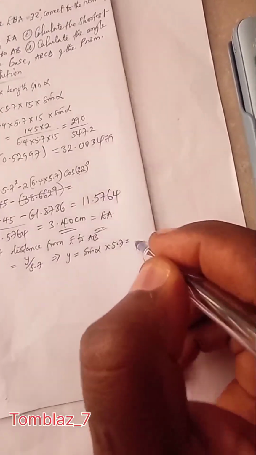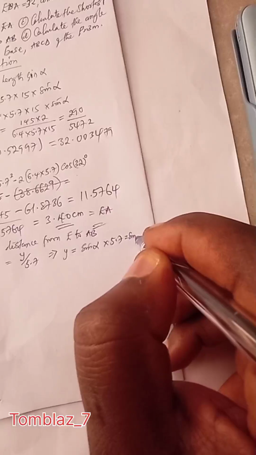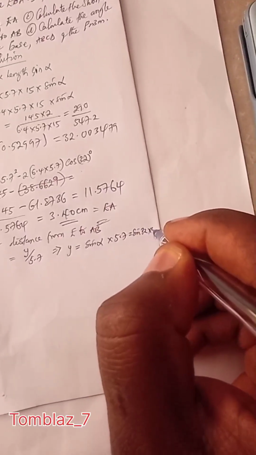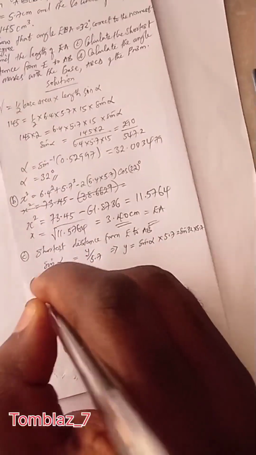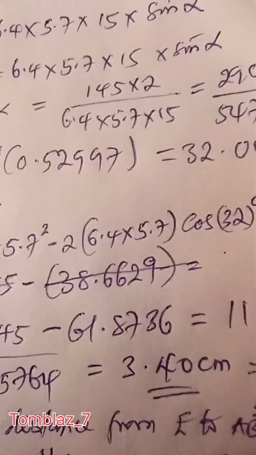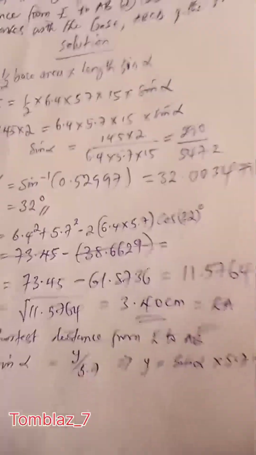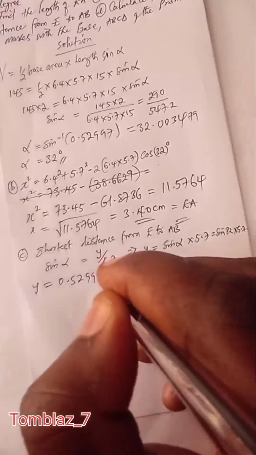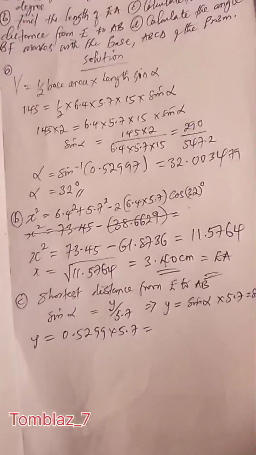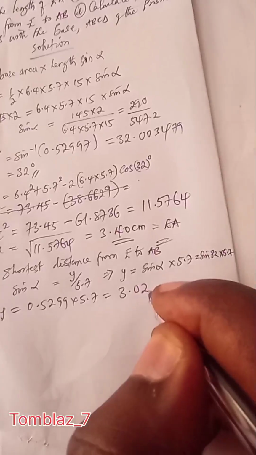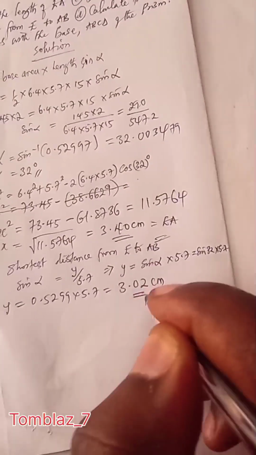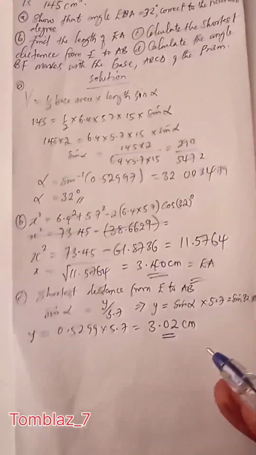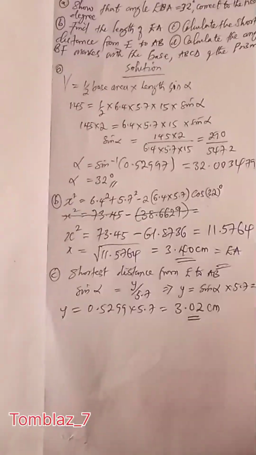And we know that alpha is 32, right? Times 5.7. So our y will be equal to what? Let's get sine 32. So we have 0.5299 times 5.7, so it gives us 3.02 centimeters. So that's the shortest distance, 3.02 centimeters.